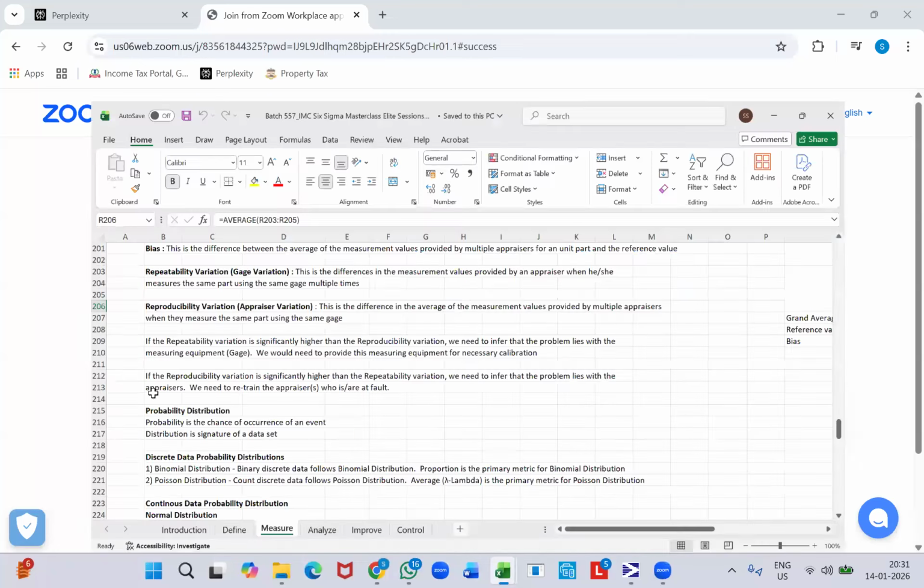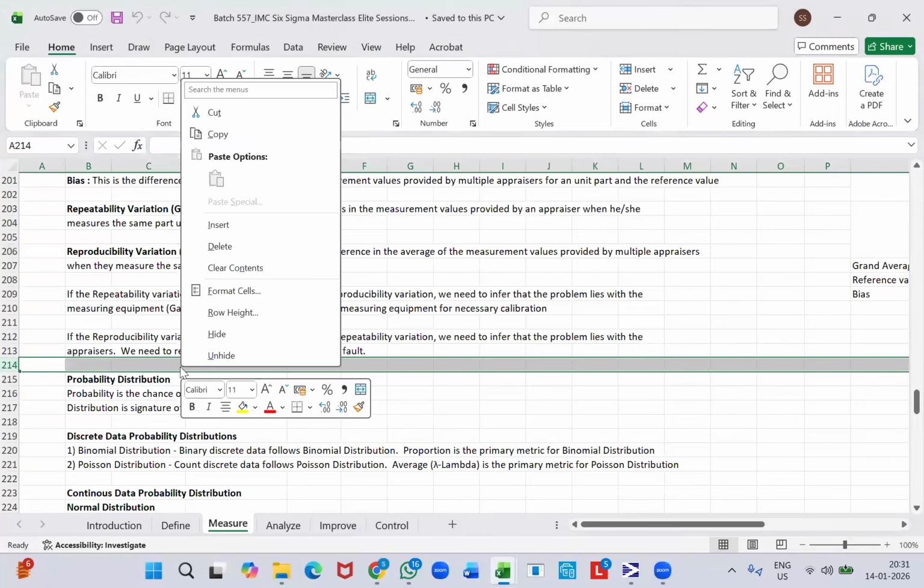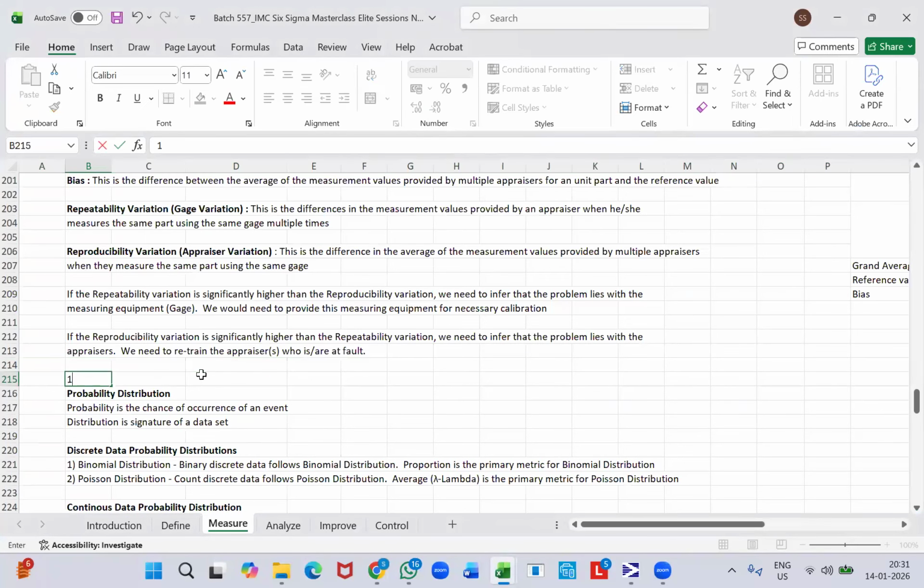So what is probability? As we discussed yesterday, probability is nothing but chances of occurrence of an event, and distribution is the signature of a data set. So in our probability distribution exercises, we'll be looking at the data distribution, and we will also have the historical performance of a key metric, based on which we would be estimating the probability of occurrence of a certain number of events. So yesterday we looked at a few examples wherein we estimated probability by chance, right?